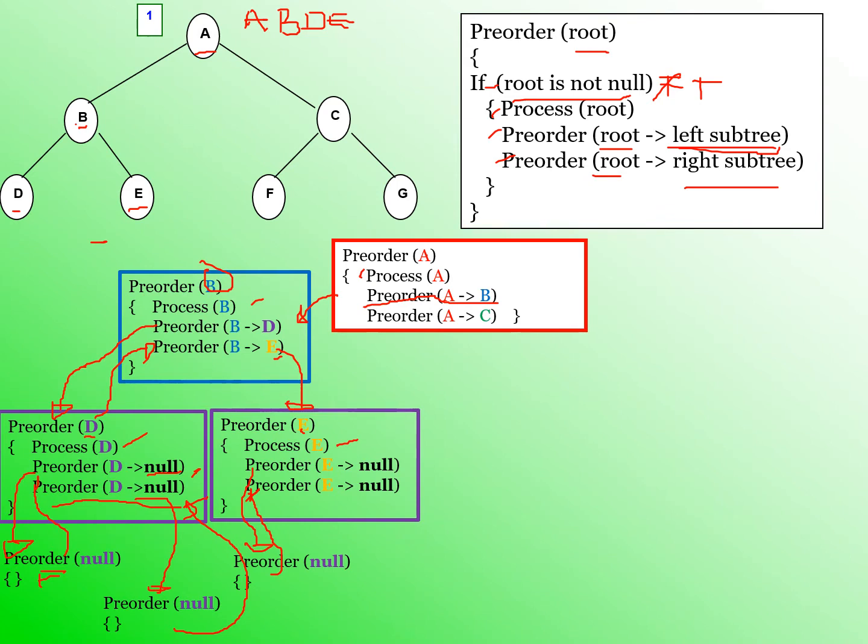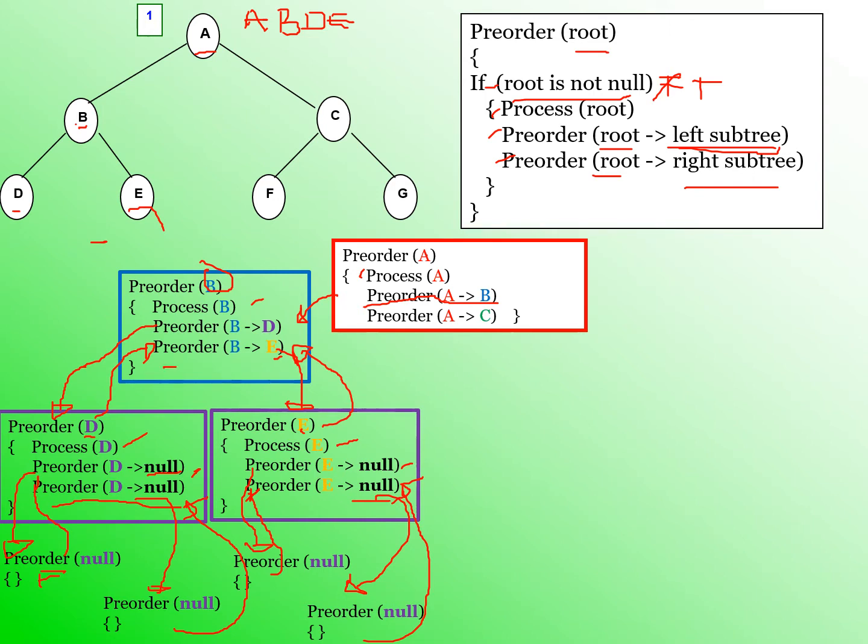And then this time, preorder root referencing to right subtree. So right subtree ng E, wala. So null pa rin yun. Okay? So tatawagin uli niya ang sarili niya. But this time, preorder null. Now, null is not null. Okay, false. So, go back dun sa tumawag sa kanya. So, we are done. 1, 2, 3 statements. So, we're done with preorder E. So, we'll go back to the function that calls the preorder E.